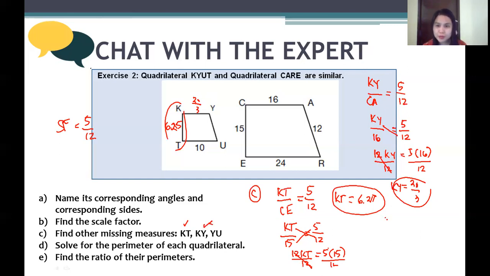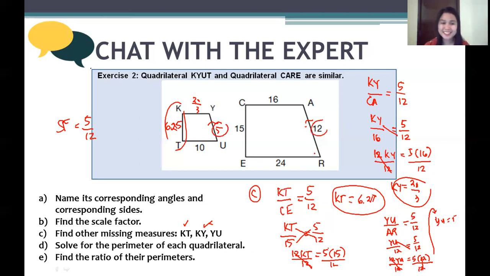Next, what's the next one? YU. We write the proportional sides, YU and AR. YU over 12 is equal to the scale factor, 5 over 12. Let's cross multiply. We have 12 YU equals 5 times 12. We divide both sides by 12. There. So YU is equal to 5. If you check, the scale factor is 5 over 12. So that's it for letter C.